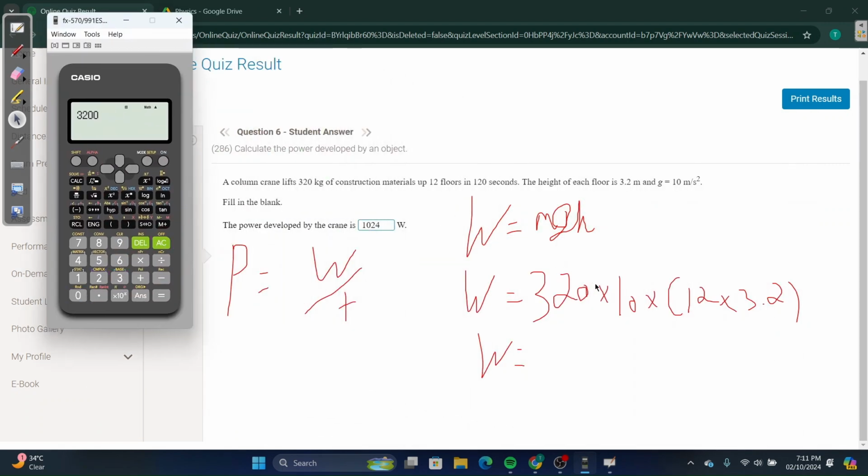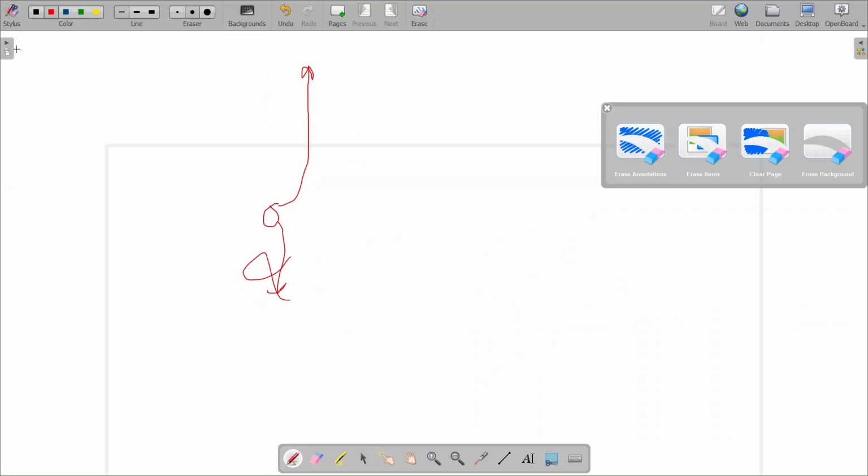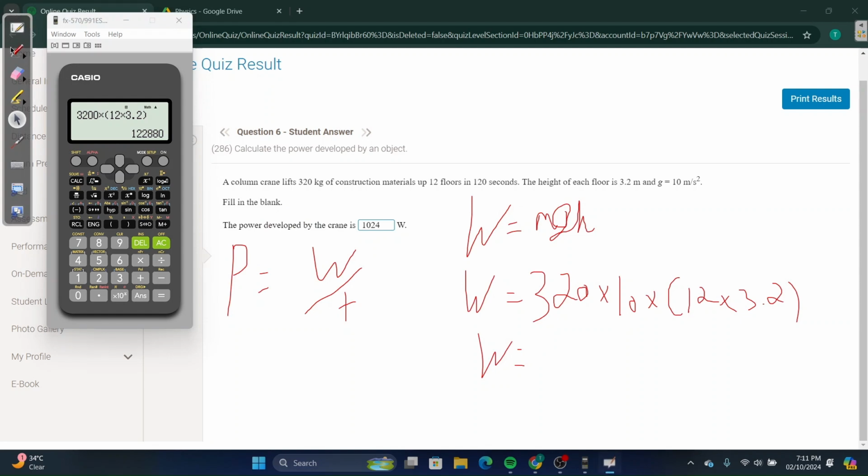If you see times 10, just add the zeros straight away. Make it quick on yourself, don't spend extra time. 12 times 3.2 equals this huge number. We're just going to copy it down: 12288.